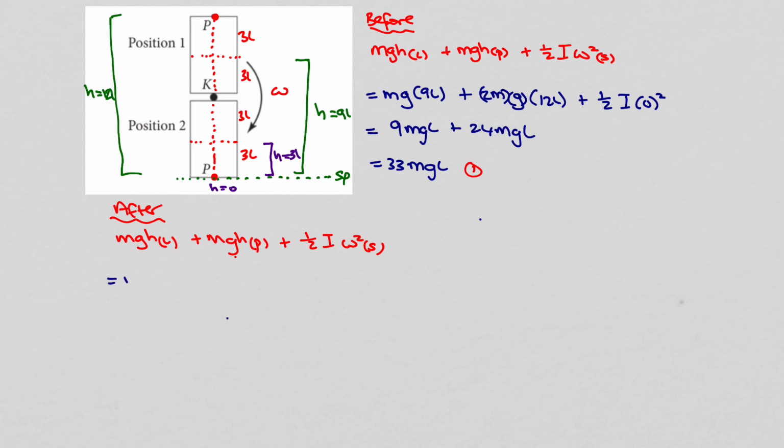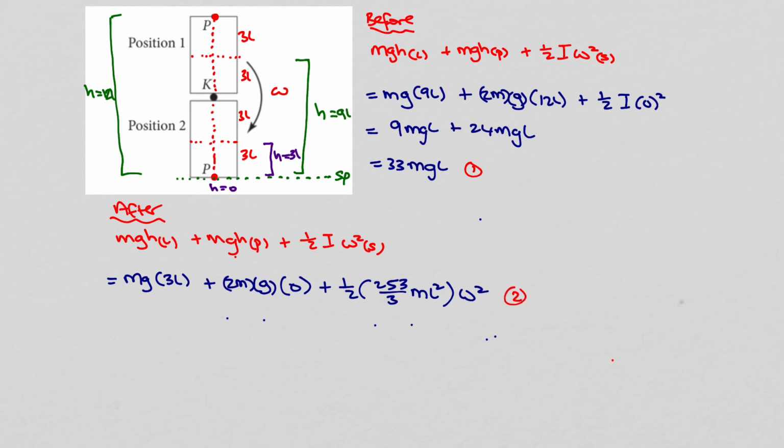So we have mg for the lamina times the length is 3L plus 2m for the point mass. So again, just be careful not to put in m there. And then 0 for the height. And then we have to put in our moment of inertia this time because we have angular velocity. So 253 over 3 ml squared we worked out times omega squared. Okay, so this is equation 2.